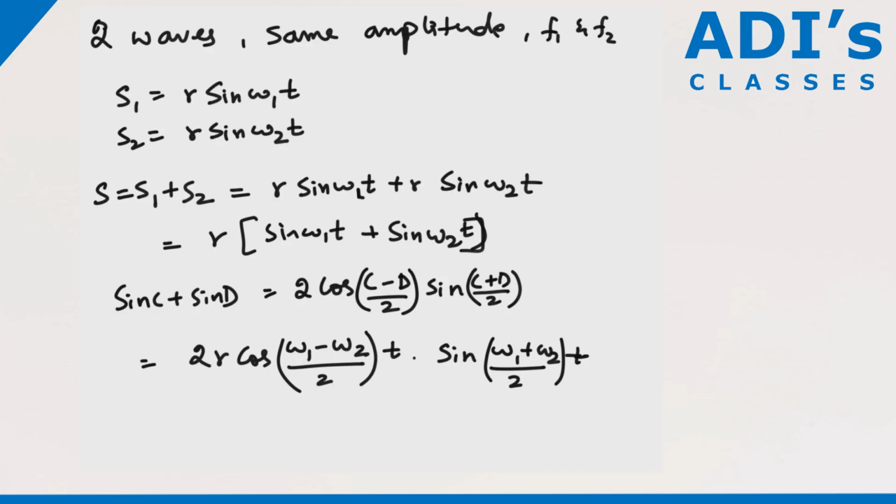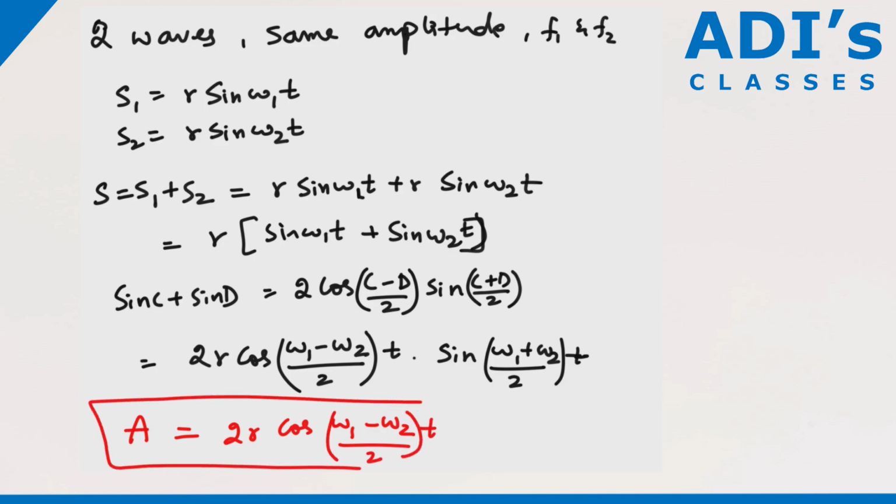Now you have understood what is the net displacement according to whatever we have done, the mathematical part. Now, in the next part, now that you have the value, the net amplitude, let's write it as capital letter A. So the net amplitude A is equal to 2R into cos of (omega 1 minus omega 2) divided by 2 into t. This becomes the net amplitude. Alright. Now the argument is important to calculate the net frequency, isn't it? Let's try to calculate what is the frequency.